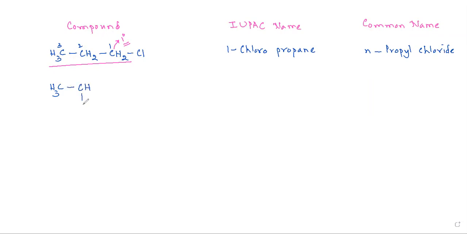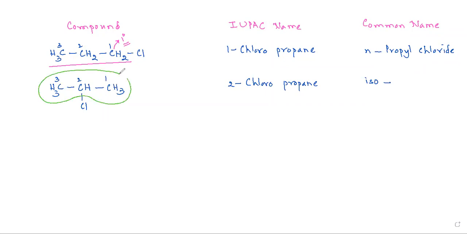Now, in this, the halogen atom, chlorine, is connected to the second carbon, so we can call this 2-chloropropane. And the common name is, this arrangement is what we call iso. Iso. Of course, this CH3 can be written here also. That is the basic iso structuring. Isopropyl chloride. Now this isopropyl chloride is a secondary alkyl halide because the halogen atom is attached to a secondary carbon.